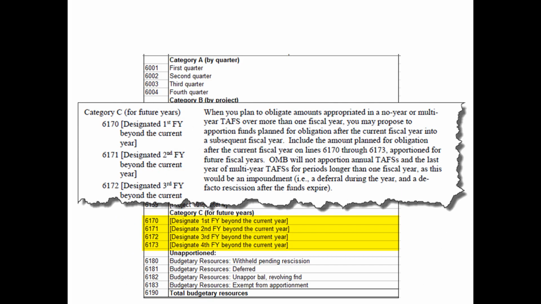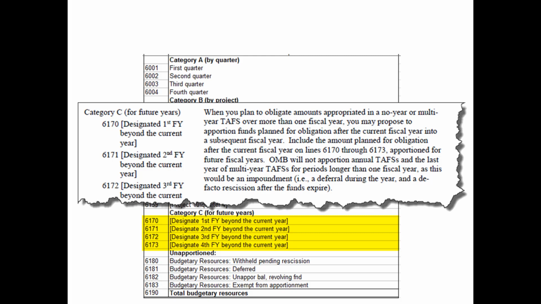Category C, made up of lines 6170 through 6173, is an interesting one. It's only used in no-year and multi-year accounts when there are funds in excess of current year needs. This category was created by OMB to reflect apportionment of funds in no-year or multi-year accounts that will not be used until a subsequent fiscal year. Amounts planned for obligation after the current fiscal year are shown on lines 6170, 6171, and so on, although it is rare that funds are apportioned for more than 1 year into the future.